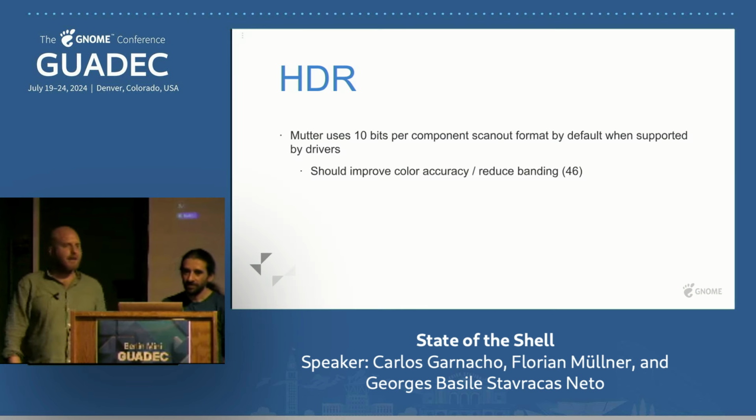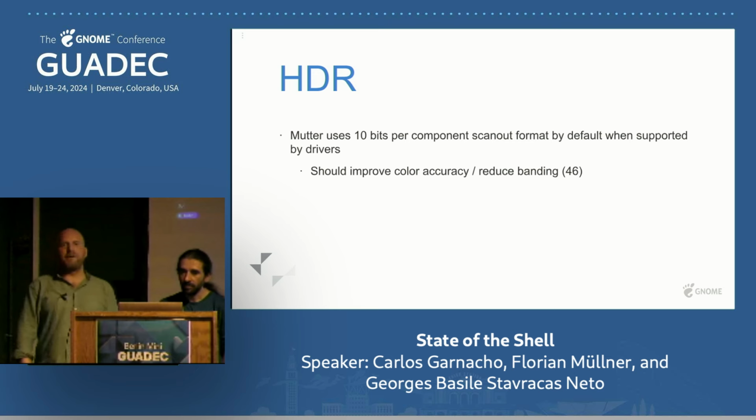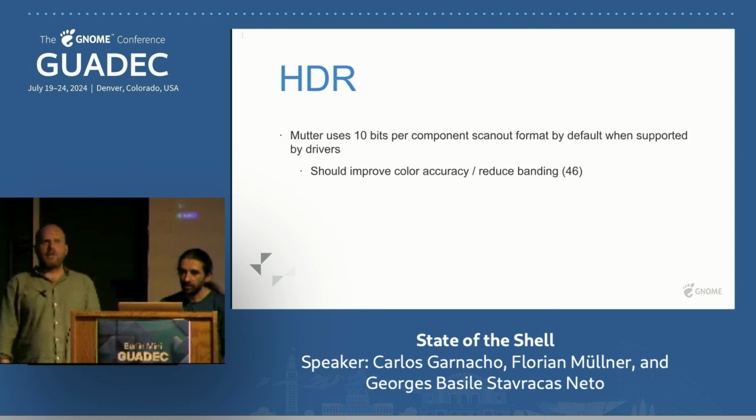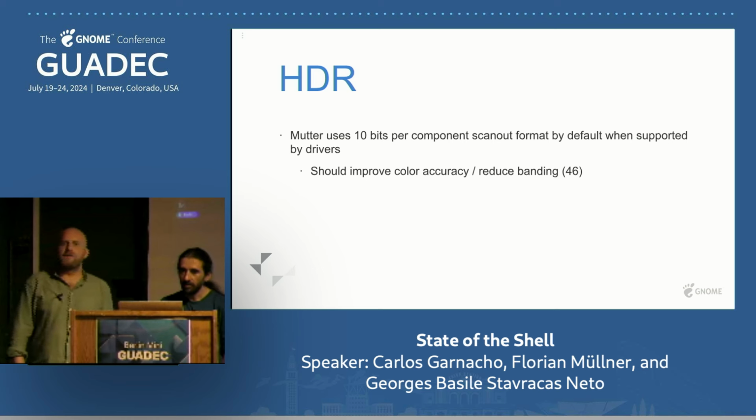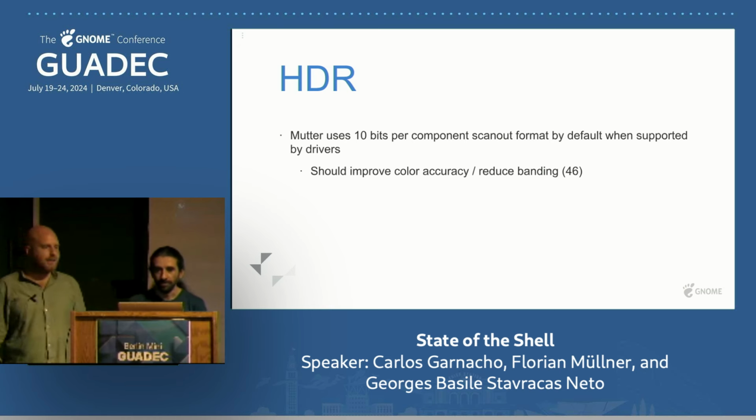And this is not really an HDR related thing, but it's kind of preparation for that. During the last year, we finally moved from 8-bit components to 10-bit components for the defaults, like the back buffer that we draw in Mutter, which means you might have noticed that you have fewer banding artifacts in some situations, which is nice, and we need it anyway for HDR. Next slide, please.